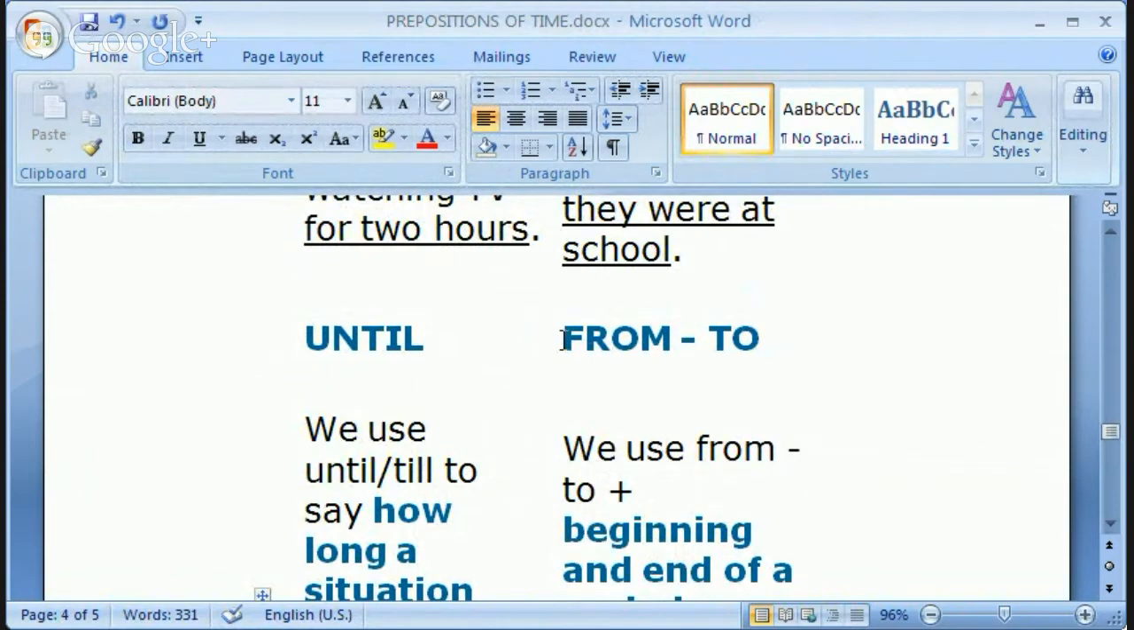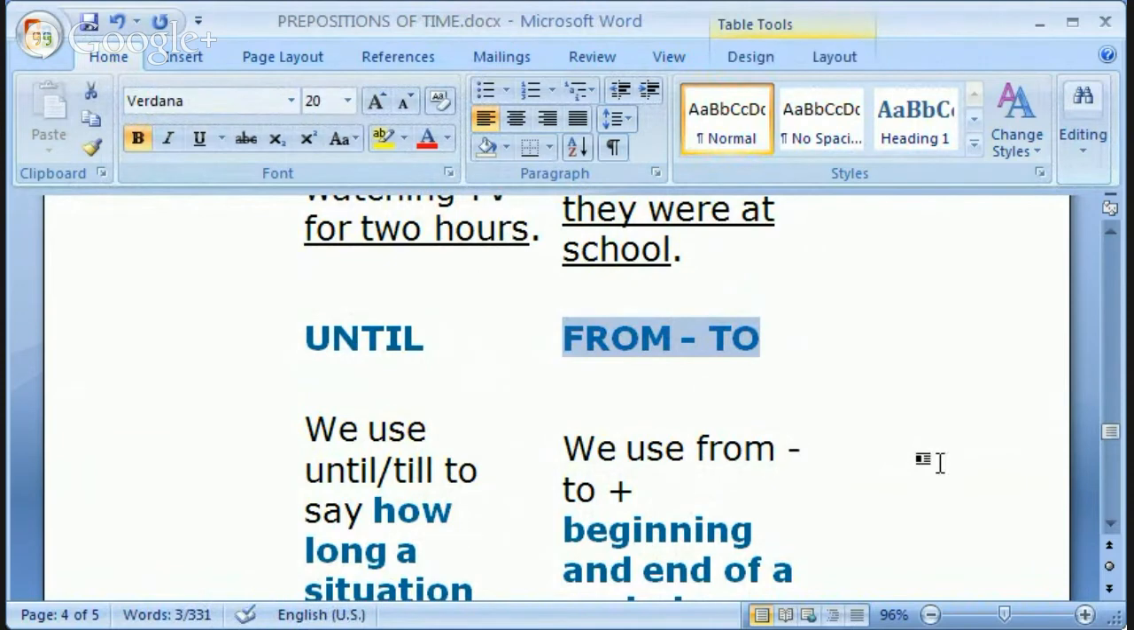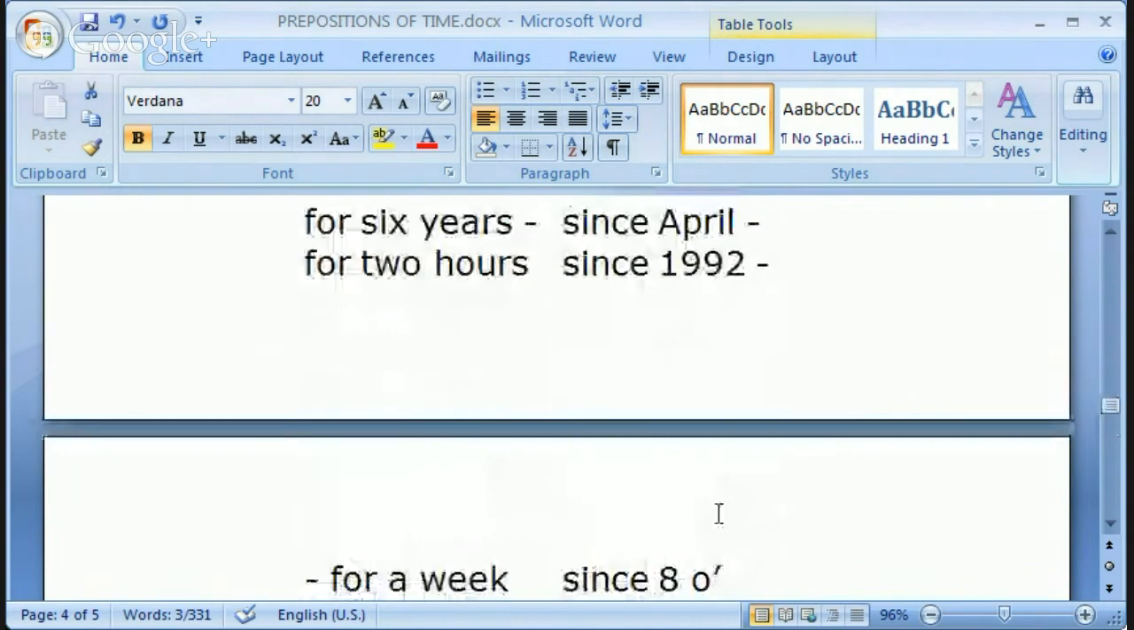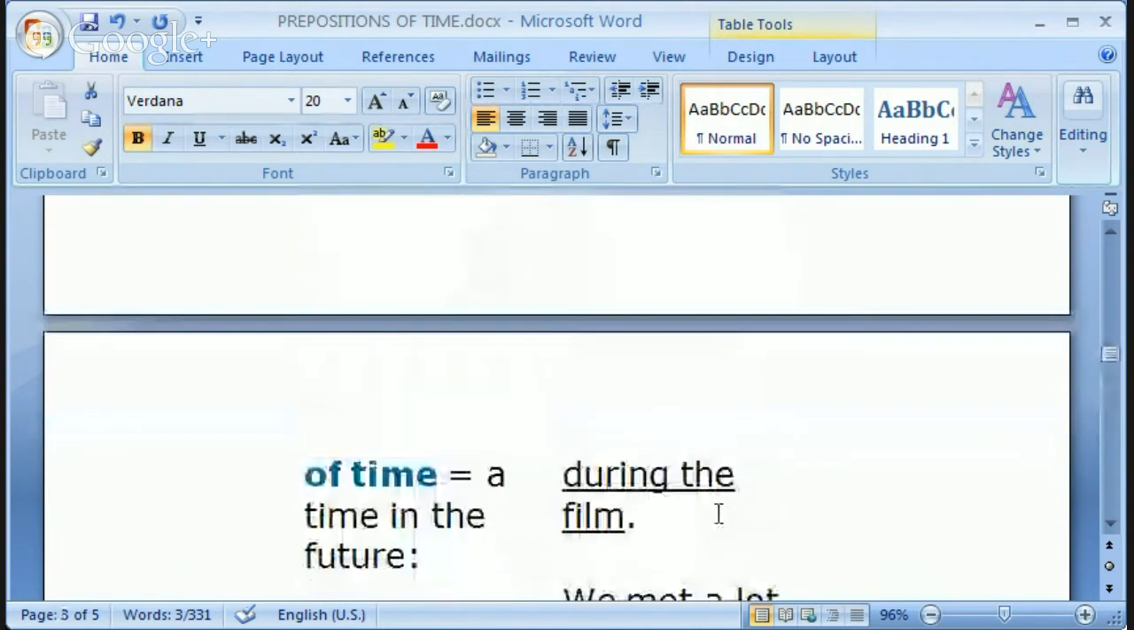Max, can you try using from and to in a sentence? Okay. Yesterday, I played computer game from 5 to 9 o'clock. Okay. 5 to 9. From 5 to 9, yeah. All right. 5 to 9 o'clock. Okay. Very good. All right. Perfect. No problem. Let's see. I would like somebody to try during.